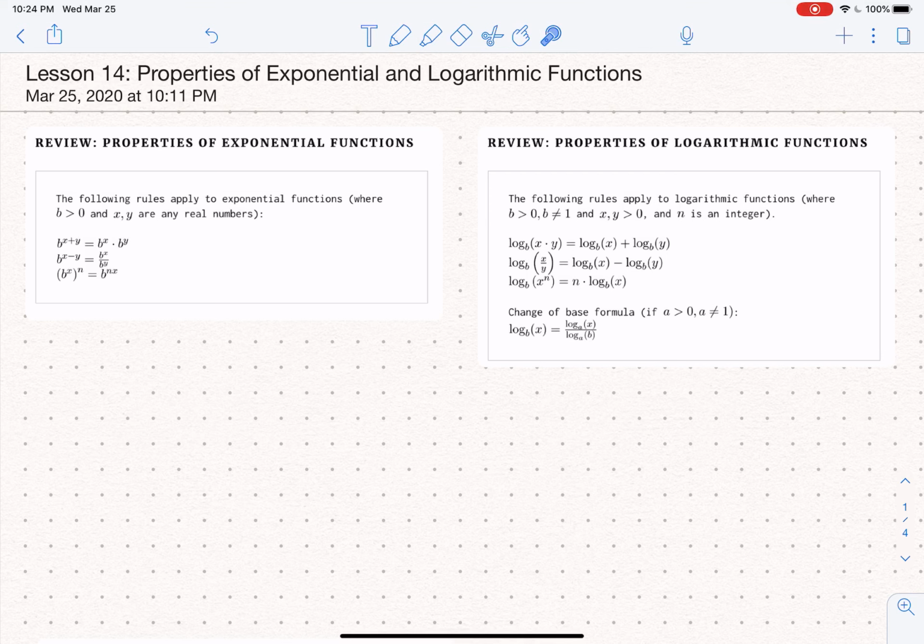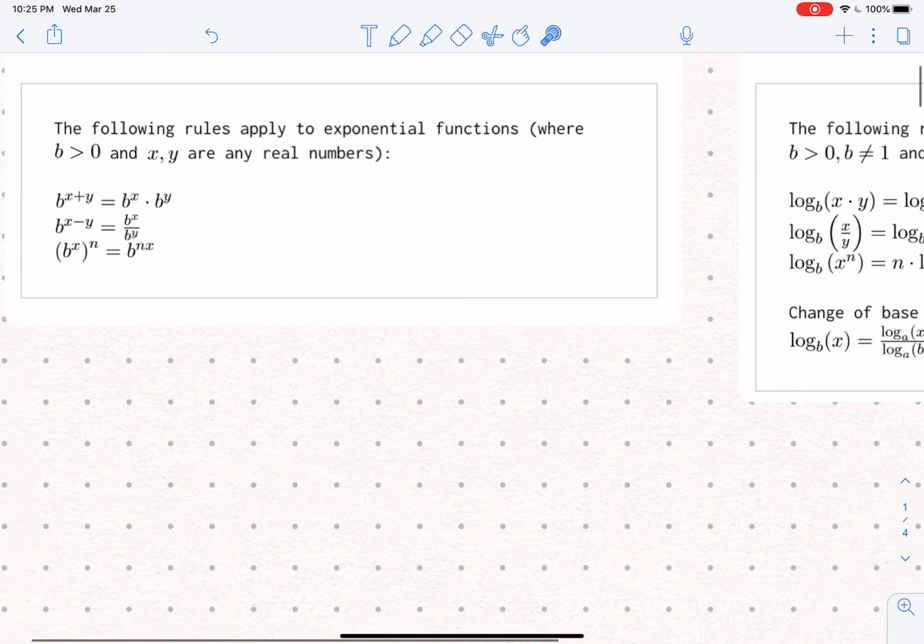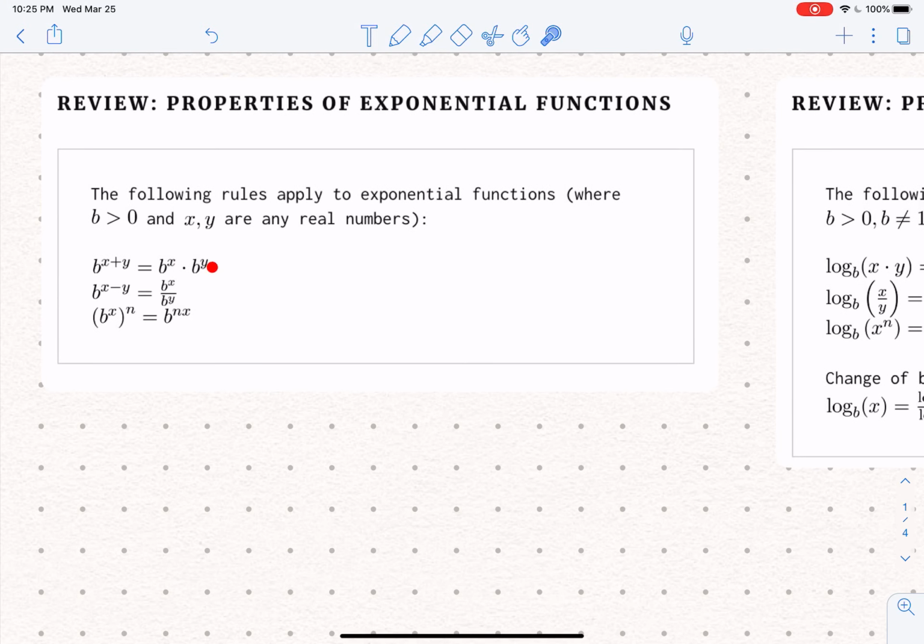So properties of exponents, let's just look at the first one here. It says b to the power x plus y is equal to b to the x times b to the y. And this may look like a more familiar formula if you think of it backwards, starting on the right side. If you have b to the x times b to the y, if the bases are the same, then you can combine those two powers together by adding the exponents. And that's what that's saying.